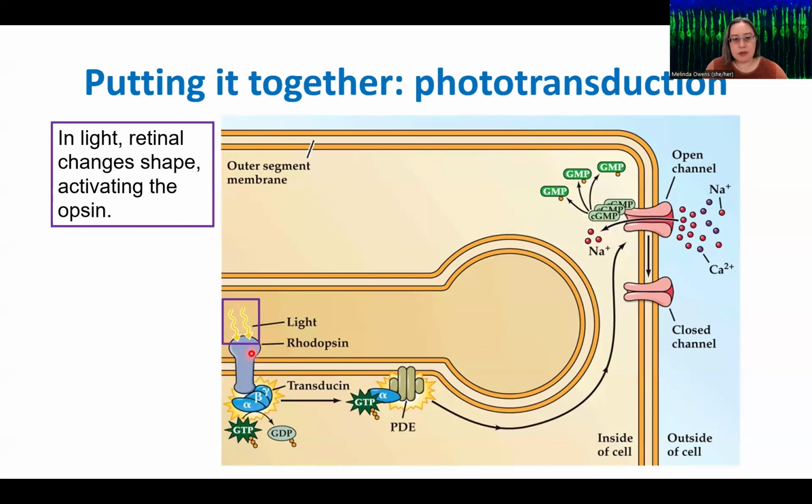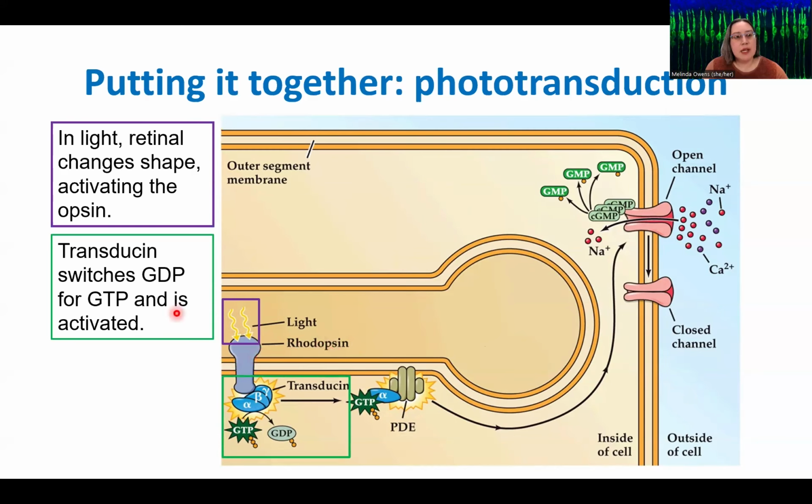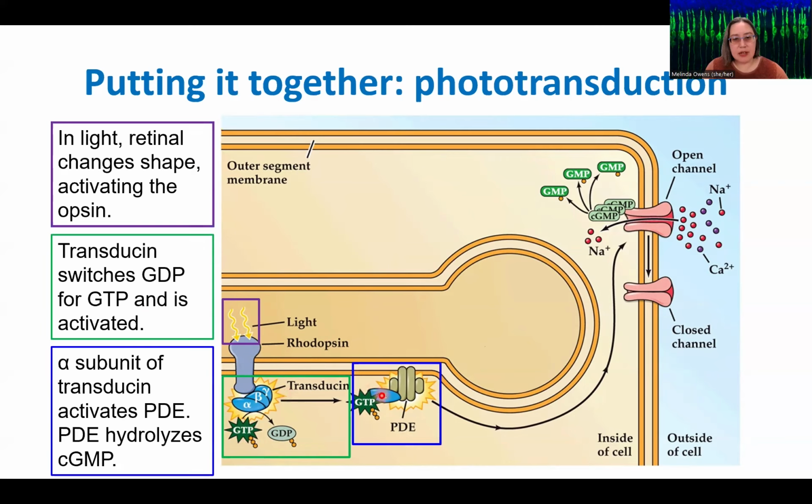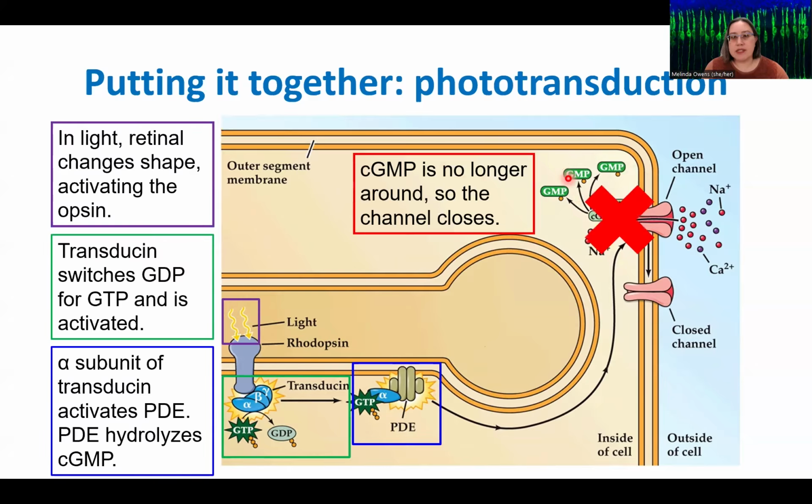In this case, this is a rod, so it's rhodopsin. Then transducin switches the GDP for GTP. The transducin is activated. When it's activated, that alpha subunit of transducin will activate the PDE, the phosphodiesterase, and the phosphodiesterase will hydrolyze cyclic GMP and just turn it into regular GMP. With the cyclic GMP no longer around, the channel will close.